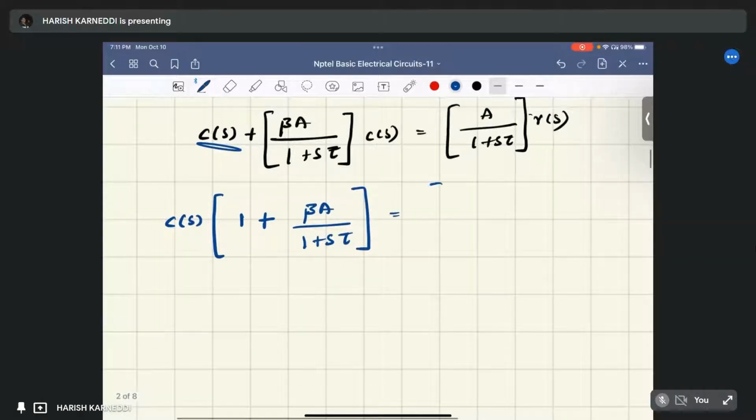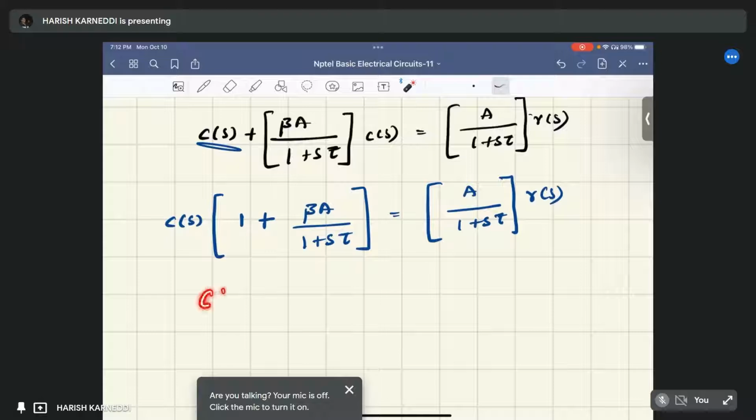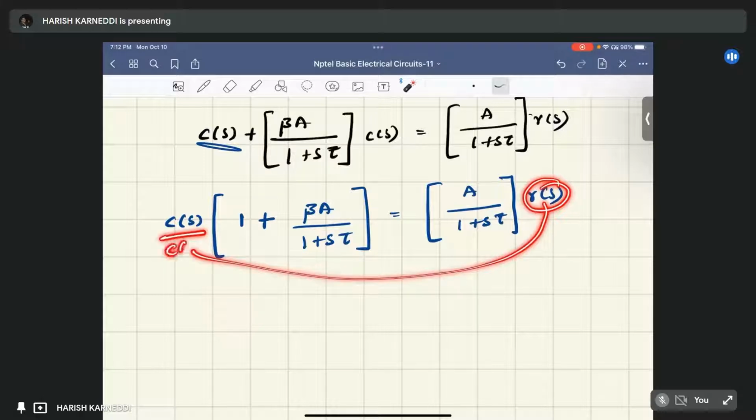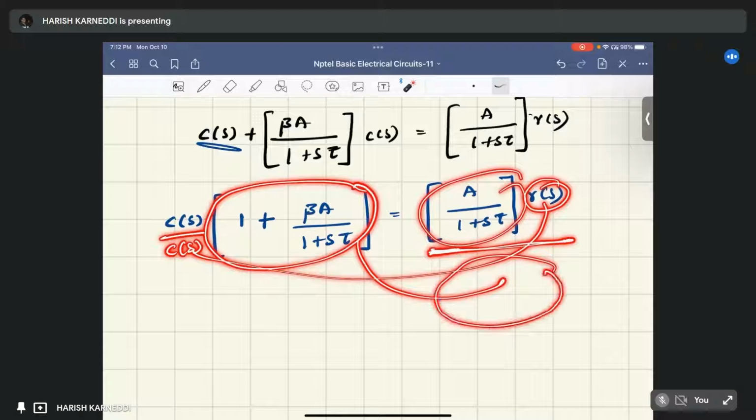This function will remain the same. It is A by 1 plus s tau into R of s. We have a function in terms of C of s and a function in terms of R of s. What we need is C of s by R of s. So we will bring this R of s to this side, so it will be C of s by R of s. We are taking this function to this side, so it will be this function by this function.